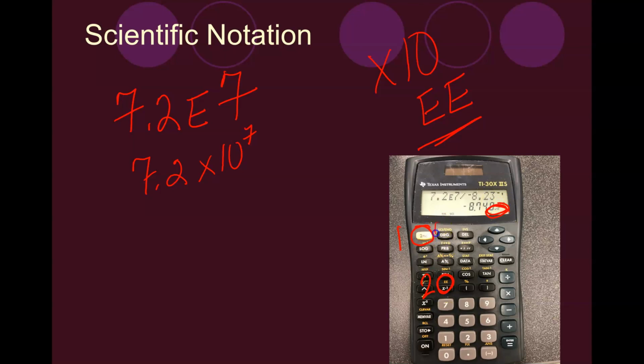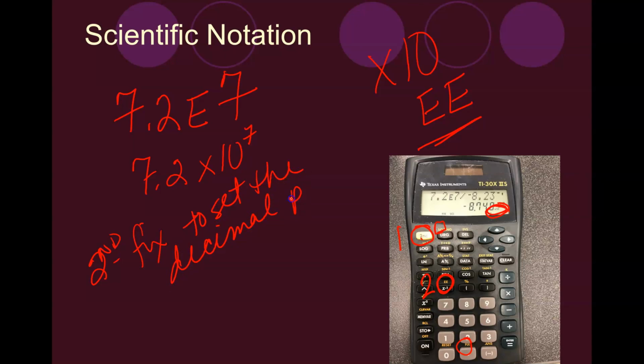If I need to put it in scientific notation, I can push second and then science, and then all numbers would be in scientific notation. That's where we're going to actually be. Then this fix button: you'd hit second fix to set the decimals. I wouldn't set it for anything less than 4.